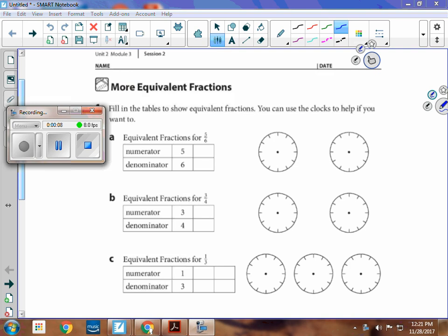Here's our homework for tonight on Unit 2, Module 3, Session 2. And the page in our book is page 55. So let's take a look. It says fill in the tables to show equivalent fractions. You can use the clocks to help you if you want to.